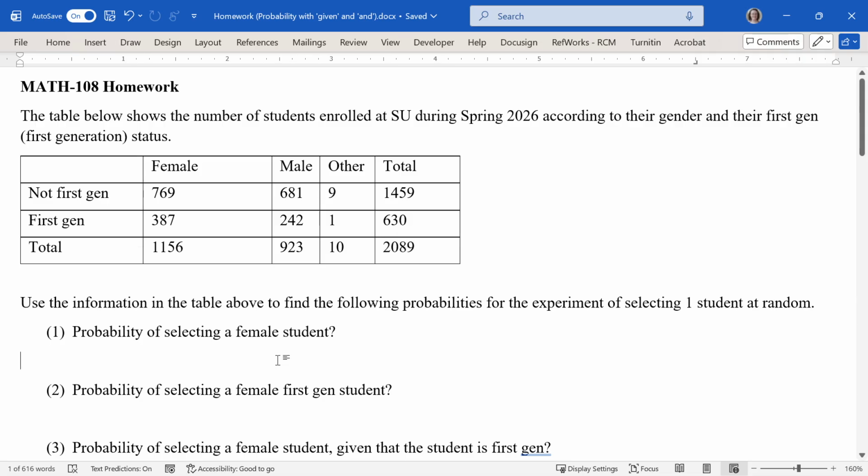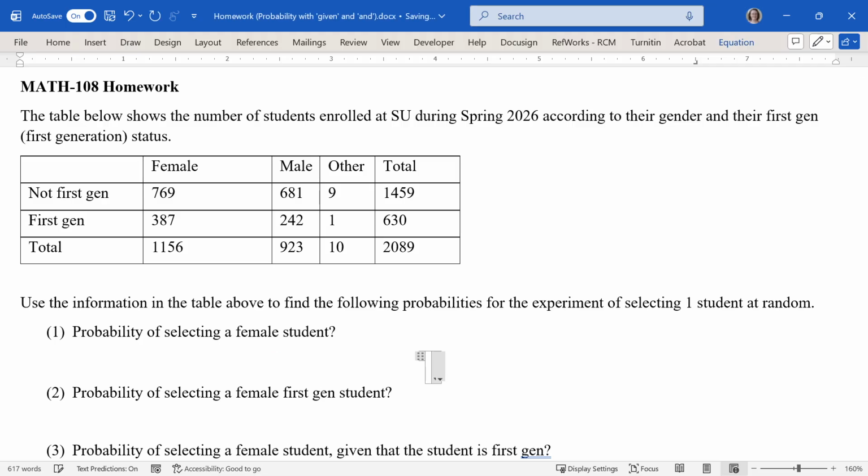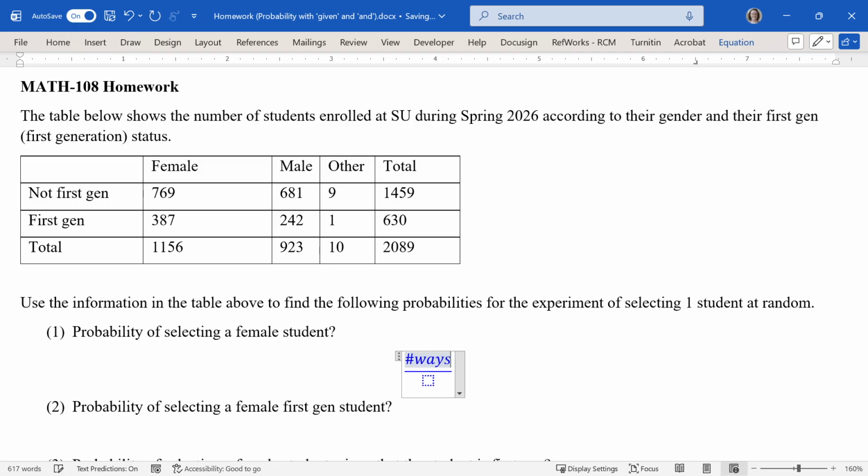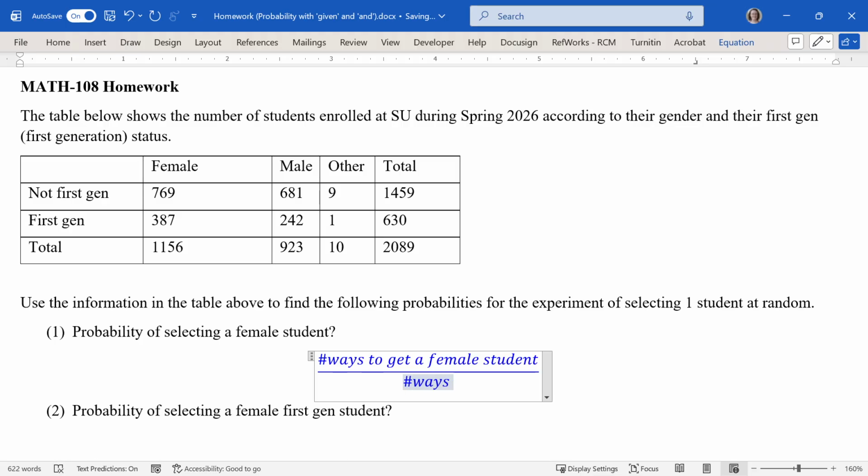a female student? So this is going to be a fraction where the top is the number of ways to get a female student, and the bottom is going to be number of ways to do anything, just to perform the experiment and get any outcome. So number of ways to get any student. So all the outcomes of the experiment go on the bottom there.